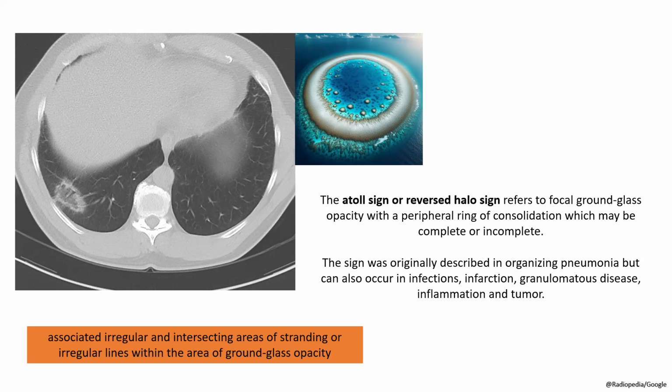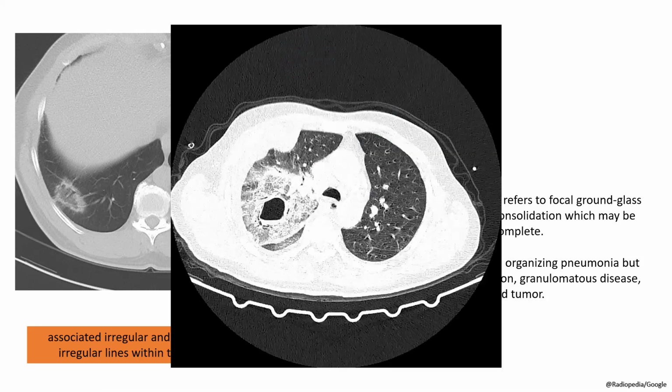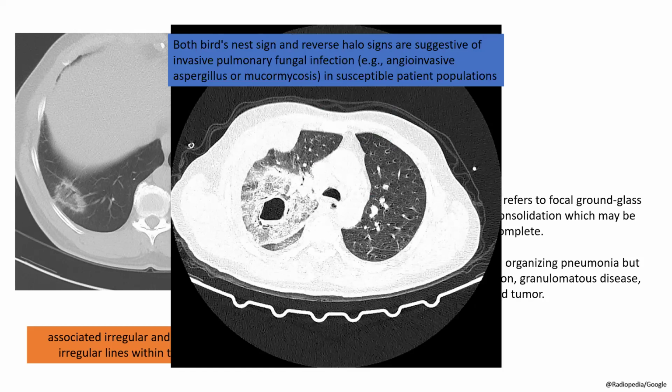There is often associated irregular and intersecting areas of stranding or irregular lines within the area of ground glass opacities, and this has also been called bird nest sign. This is bird nest sign, and again reverse halo sign, which is in this patient. This is happening in invasive pulmonary fungal infection.